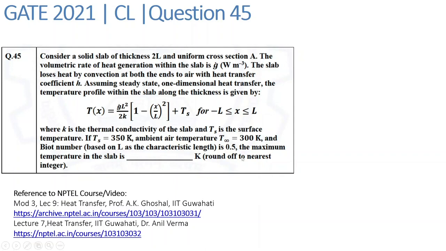Okay, so we have to find the maximum temperature of the slab given this temperature profile and all those other parameters. So let's just draw a schematic diagram. Here we have a solid slab of thickness 2L, and it goes from minus L to L. So this will be minus L and this will be plus L, and cross section area A. So this will be my cross section area A.